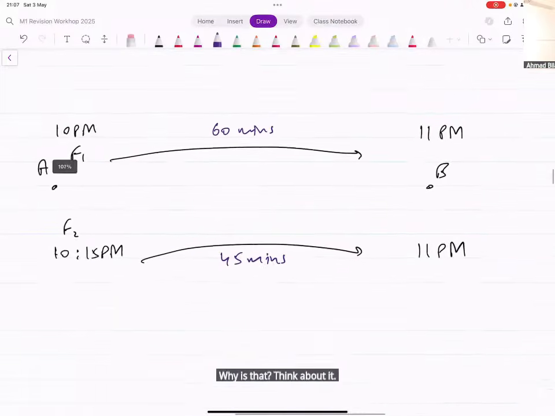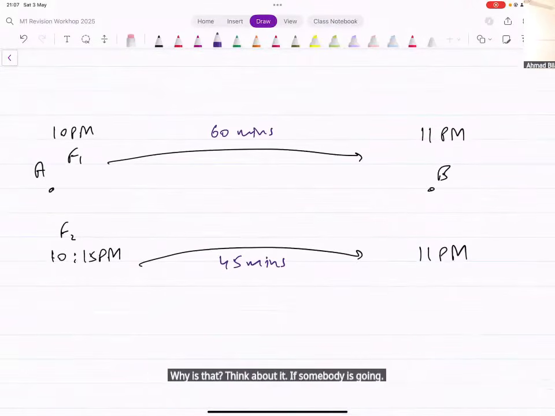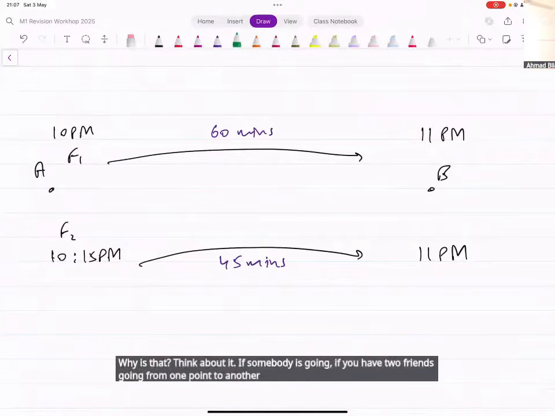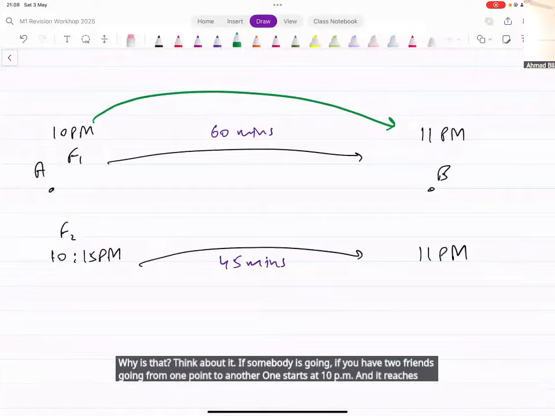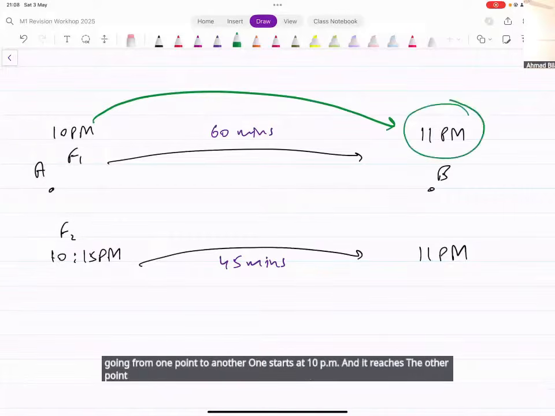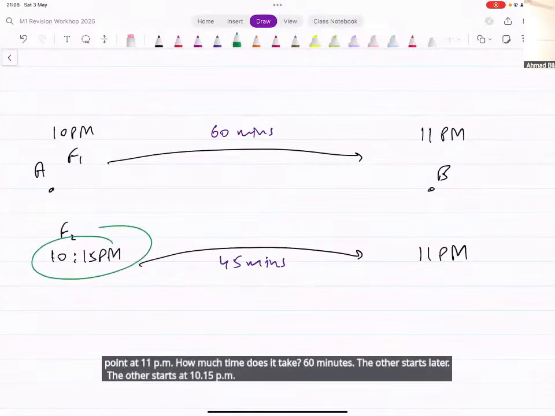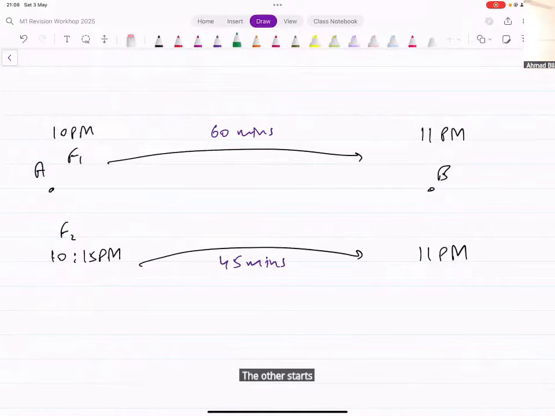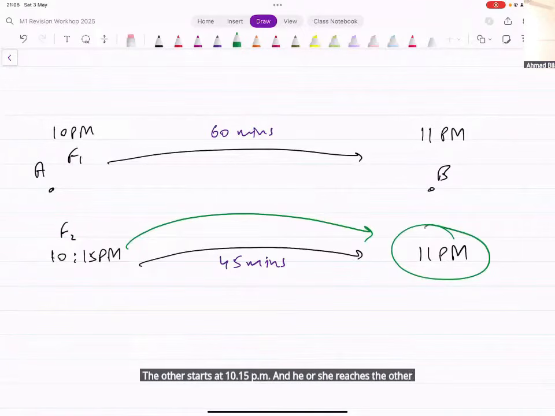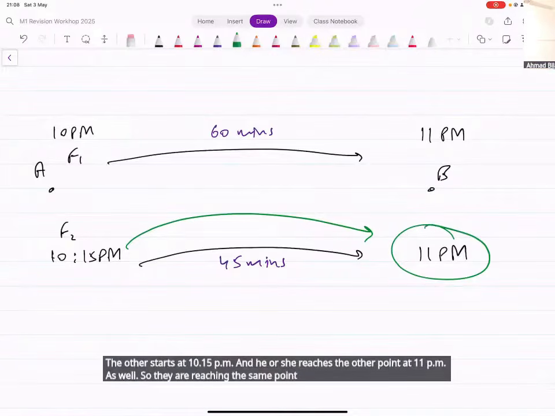If you have two friends going from one point to another, one starts at 10 p.m. and reaches the other point at 11 p.m. How much time does it take? 60 minutes. The other starts later, at 10:15 p.m., and he or she reaches the other point at 11 p.m. as well. So they are reaching the same point at the same time instant.